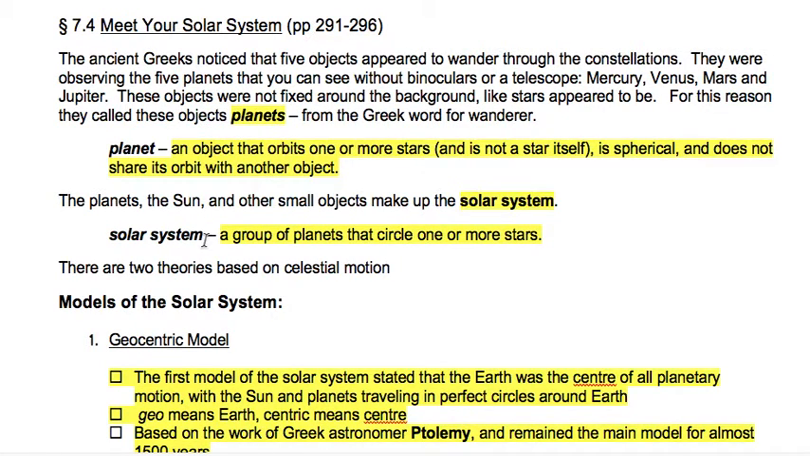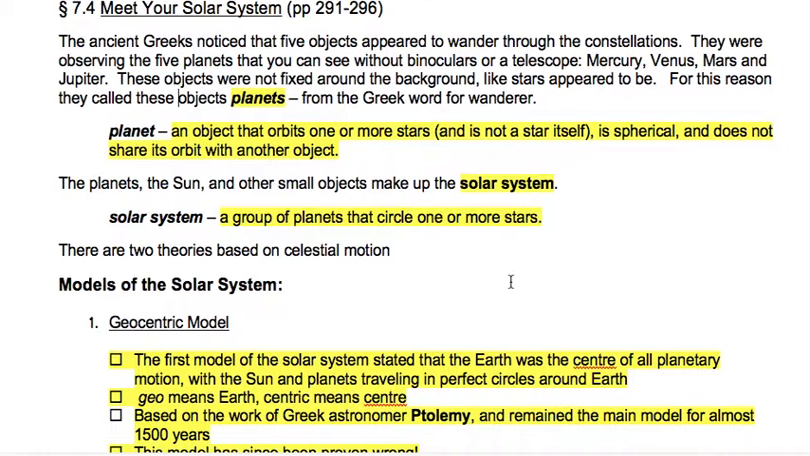A planet is an object that orbits one or more stars and is not a star itself, is spherical, and does not share its orbit with another object. The planets, the sun, and the other small objects make up the solar system. So the solar system is a group of planets that circle one or more stars.